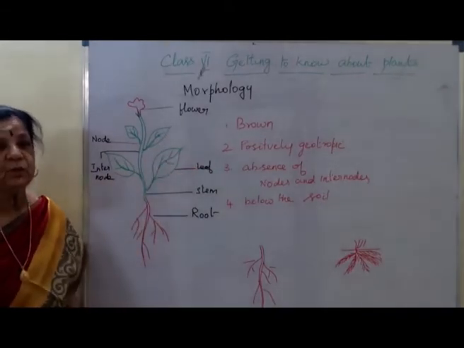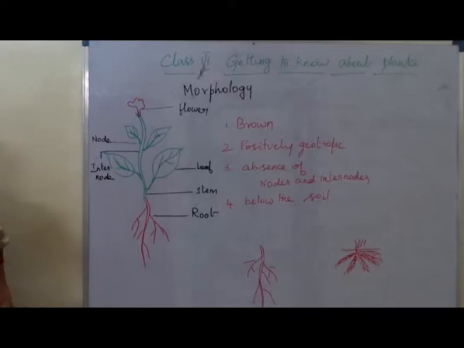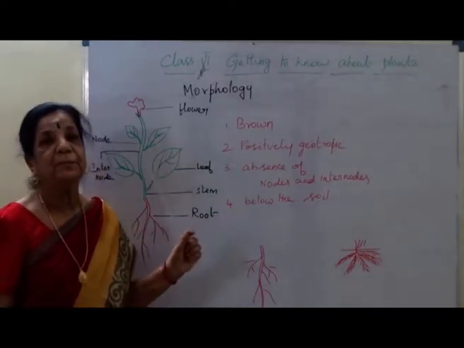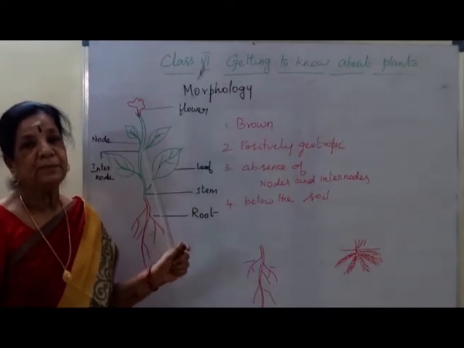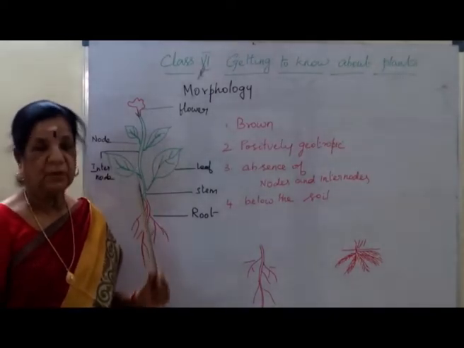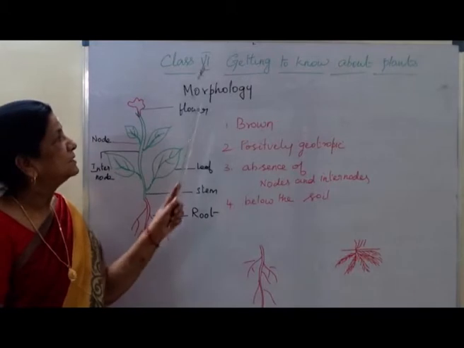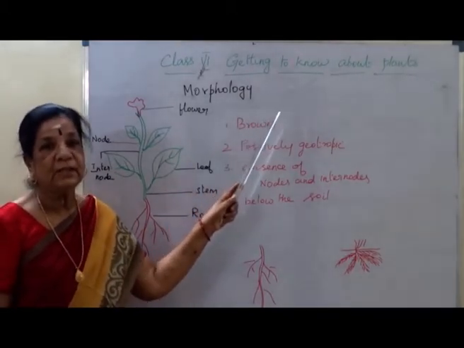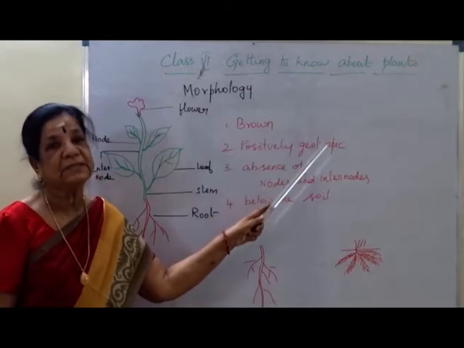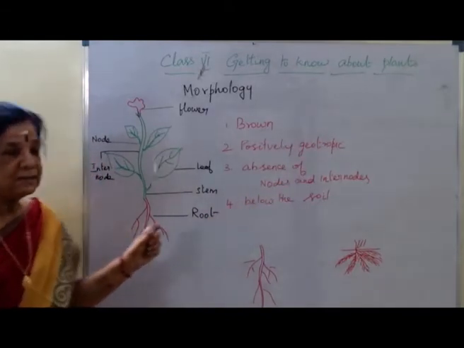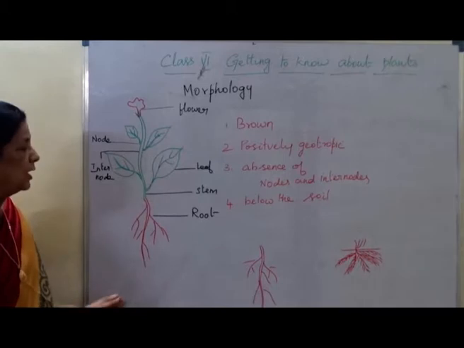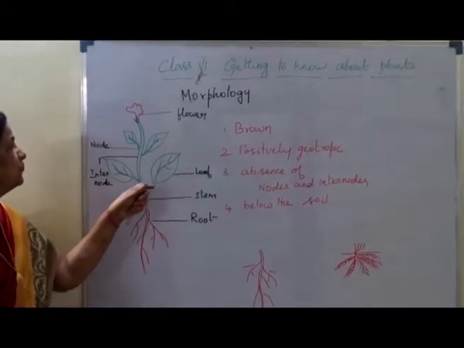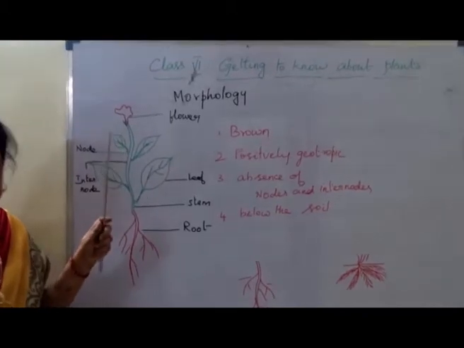This getting to know about plants is a study of the parts of the plant. The parts of the plants that we are going to learn is called morphology. Morphology means study of external features. Now the parts of the plants are root, stem, leaf, flower, fruits and seeds.